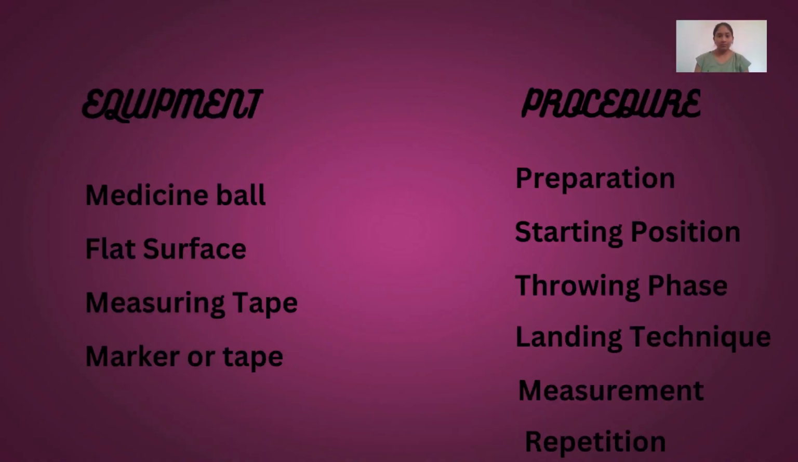Equipment used: first, a medicine ball, a weighted ball like 3 to 5 kgs, suitable for overhead training. Second, a flat surface, a flat and stable surface such as a gym floor or cricket field. Third is a measuring tape or distance marker to measure the distance the medicine ball is thrown. And fourth is a marker or tape to mark the starting point for consistent testing.